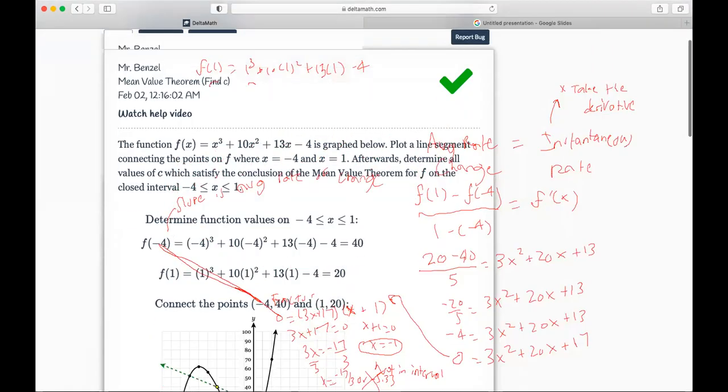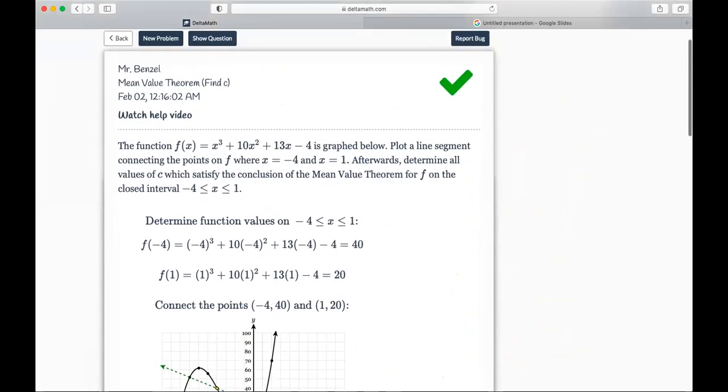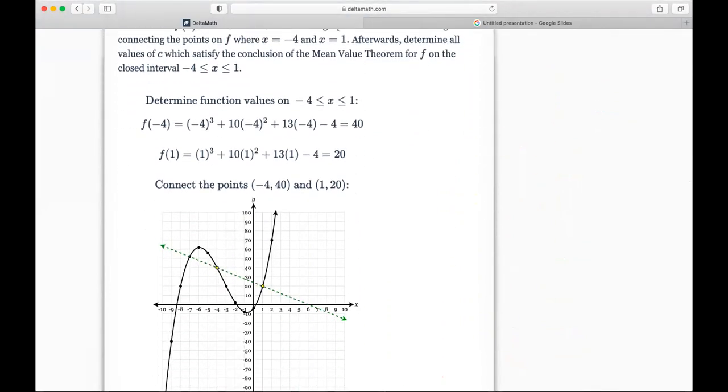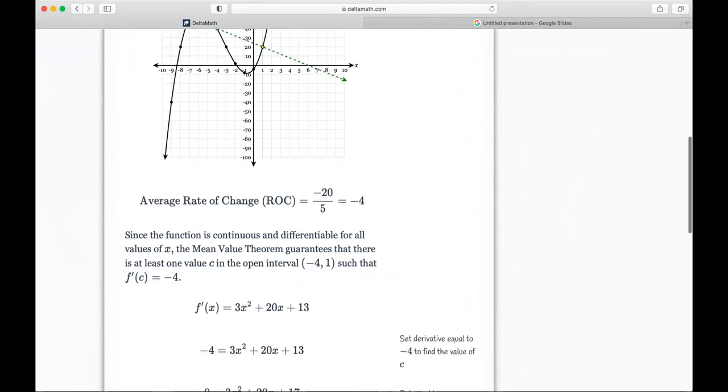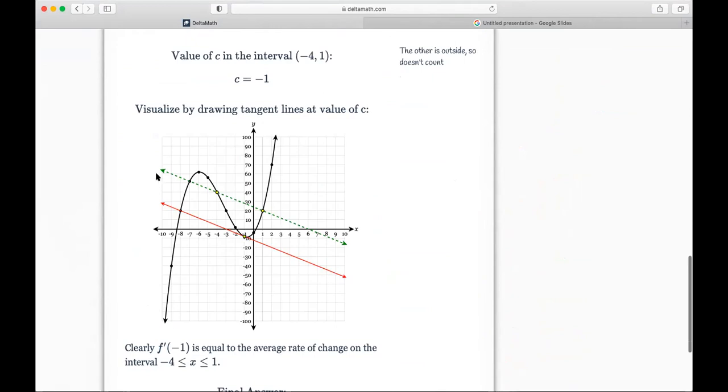And we are good. What we can kind of see when we are looking at the solutions, we can actually see how they plugged them in, which is very, very good, and how the average rate of change was computed and the factoring process. And I think what's also awesome, we can kind of notice here, is that the instantaneous rate of change is exactly at -1, and that matches our average rate of change. And we can tell that because they are parallel to each other.